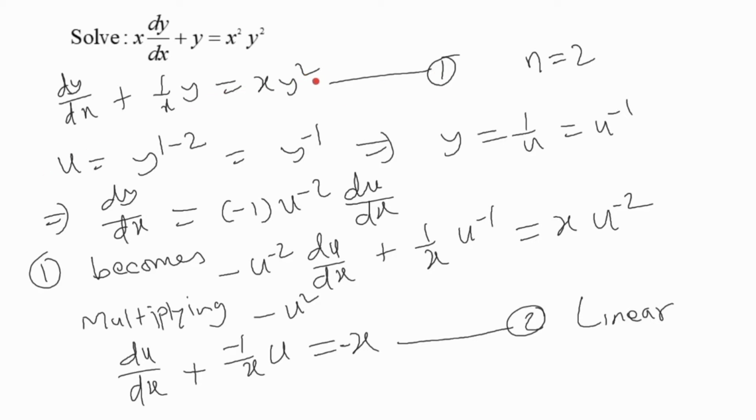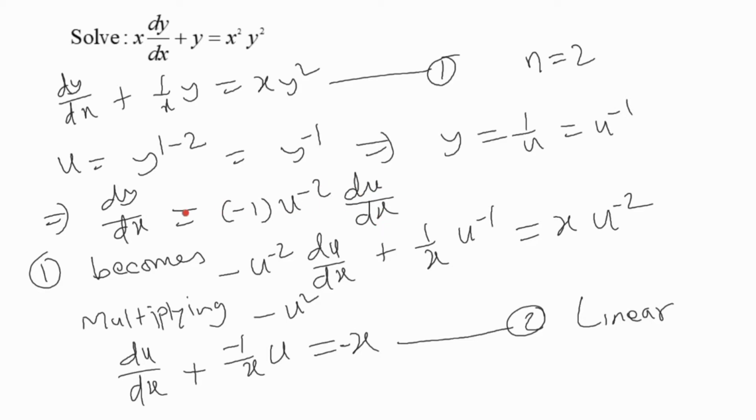Now we can see that the power of y is 2, that means n equals 2, so it is a nonlinear equation. We can use Bernoulli's transformation. So we are going to convert the dependent variable from y to u equals y^(1-n). Here n is 2, that's why u equals y^(-1). So y equals 1/u, that means u^(-1). Now we have to find dy/dx from this transformation. So dy/dx is equal to -1 u^(-2) du/dx using the same rule.